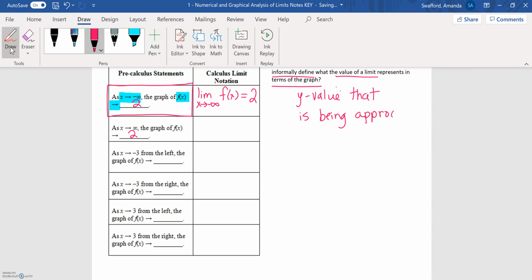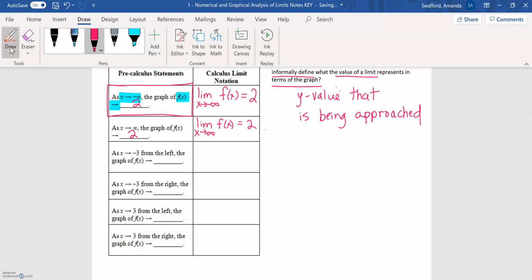Okay, so let's try a couple more. We want to take this next statement and also convert it to the limit notation. So in this one, we would write the limit as x approaches infinity of f of x is 2. So these statements are equivalent. We're just learning a new way to write it using our new calculus vocabulary.